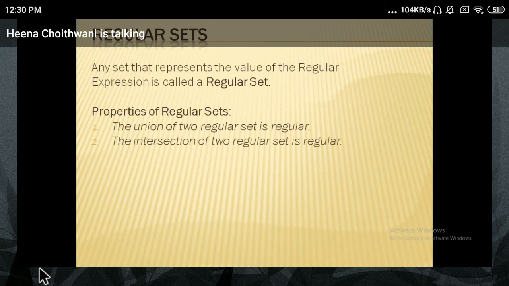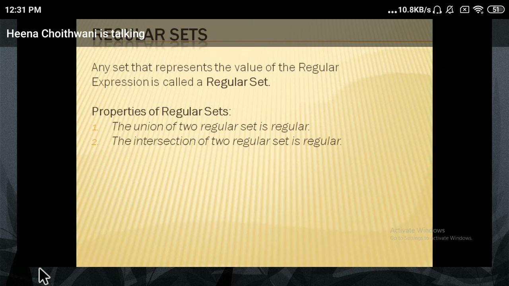Then we have another property. The intersection of two regular sets is regular. A set will be regular when it contains all the values of a regular expression, right? So we are going to prove that all the values in my set are nothing but regular expressions. And we have seen what our regular expressions are: we have the empty set, we have null, we have singleton symbols, we have concatenation of the symbols, we have union of the symbols, and we have star closure of the symbols. So you have to keep those rules in mind. Based on those rules, we are going to prove these properties.